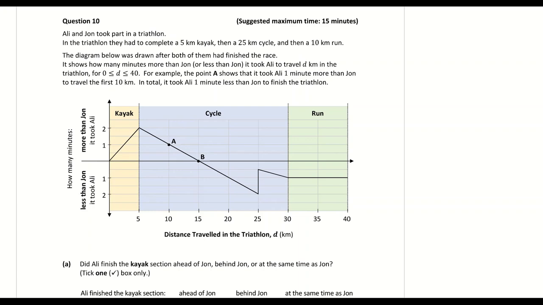So looking now at question 10, I'll let you read it yourself there, but the part I'm going to jump to here is the scenario, for example. So here it's telling me that the point A shows that it took Ali 1 minute more than John to travel the first 10 kilometers. So the point A is here, and you can see that it's one up. So that's telling me that it's taken Ali 1 minute more than John. So if it's going up here, A here is 1 minute longer than John. So that's the scenario they're giving me.